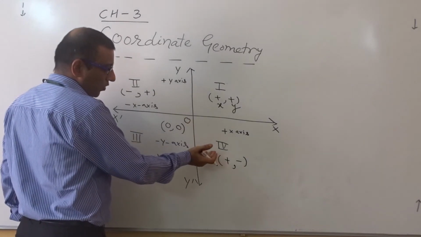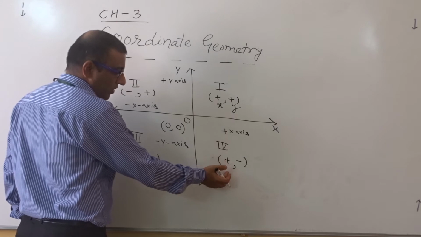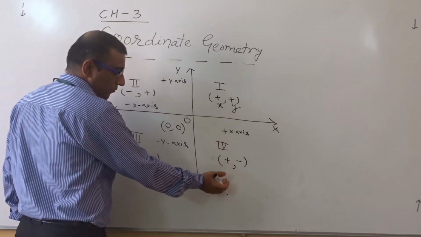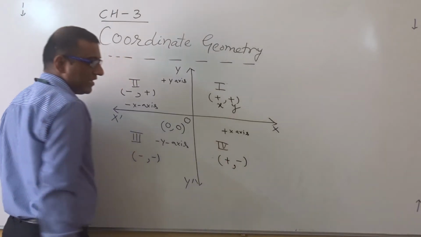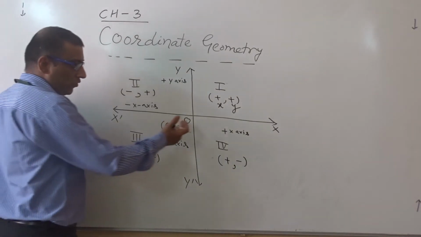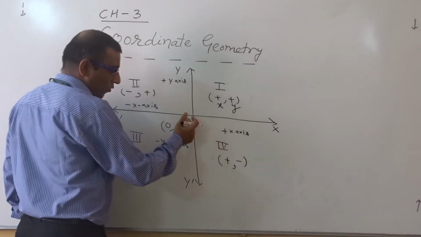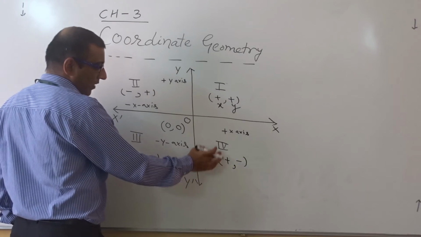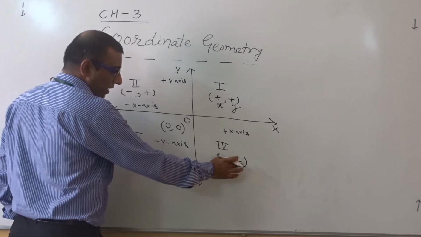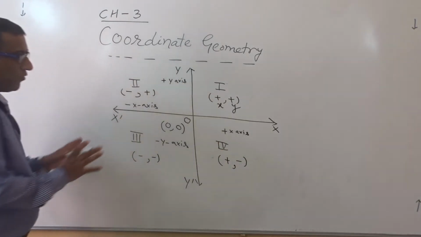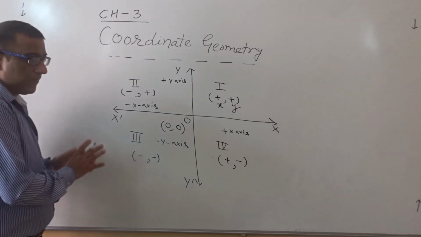Then we will come to our fourth quadrant. In the fourth quadrant, our first coordinate that is related with x is positive, and the second coordinate that is related with y is negative. Due to this OX is positive and OY dash is negative. That's why we can say in the fourth quadrant the symbols are plus and minus. So this is the position of different symbols in different quadrants.